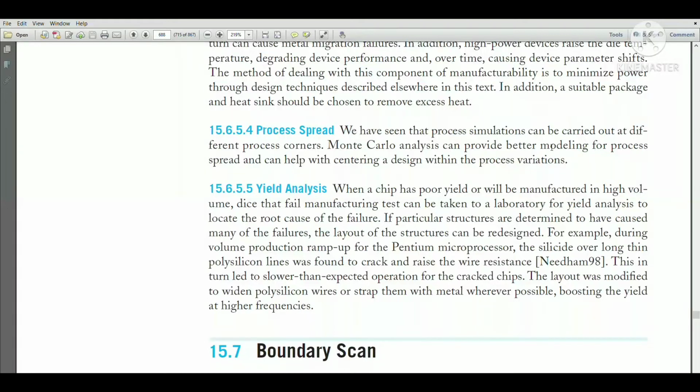Process spread. We have seen the process simulation can be carried out at different process corners. Monte Carlo analysis can provide better modeling for process spread and can help with centering a design within the process variation. Suppose point A is there and point B is there. Between point A and point B, a lot of variations in the process can occur. So how can the analysis be done? The Monte Carlo analysis can help you better understand how your system is behaving. What is the process change? What is the process variation?